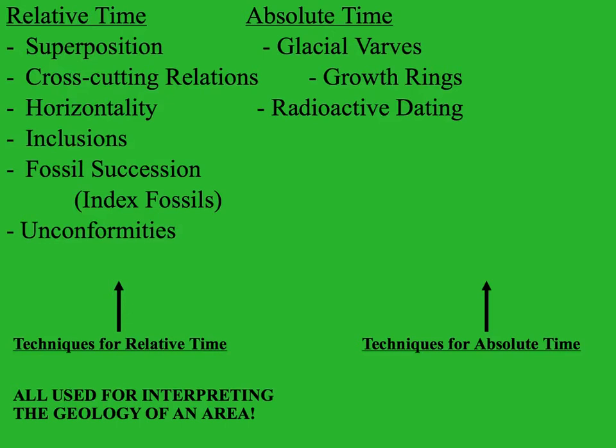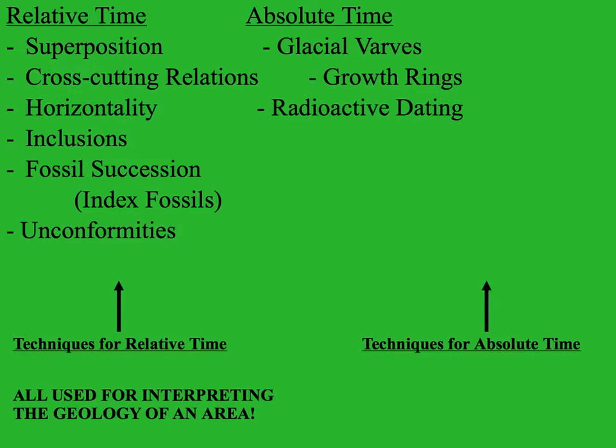We're going to learn about the principle of cross-cutting relations that says if you have a fault or an intrusion that cuts through or across sedimentary layers, then obviously the layers had to be there first, making the fault or the intrusion older. We're also going to learn about the law of original horizontality, which simply states that all sedimentary layers are deposited flat. So if you find sedimentary layers that are not flat, well, then you know that they must have gotten moved after they were first formed.